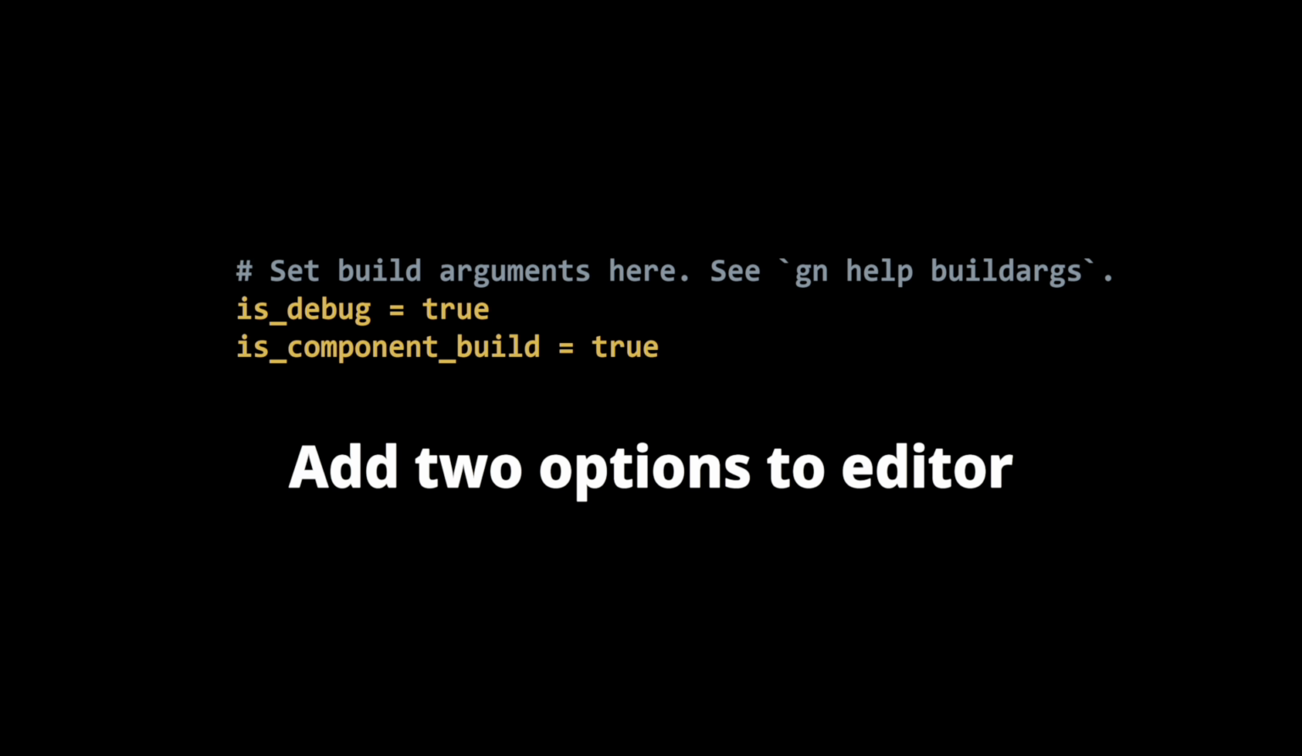Basically, these two arguments are what I use most of the time. For a faster build, you can add more options here. If you're interested in this, please refer to the document about this.